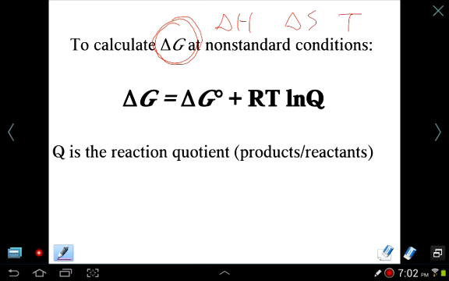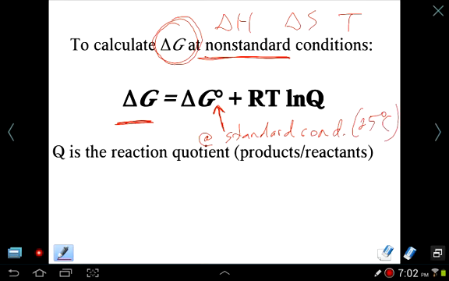Now we're going to give you some more equations that relate delta G to some other concepts. This equation allows us to calculate delta G at non-standard conditions. We have kind of taken for granted that the little zero we've seen in our equations means standard conditions, which include 25 degrees Celsius for us. It also includes 1 atmosphere, and 1 molar solutions, which doesn't bother us too much here.